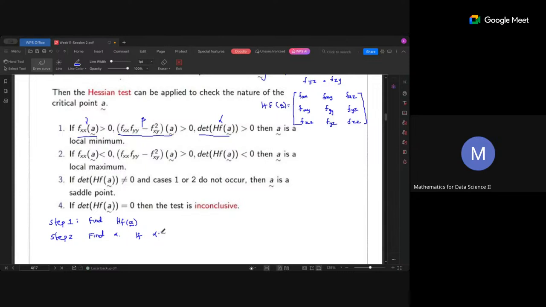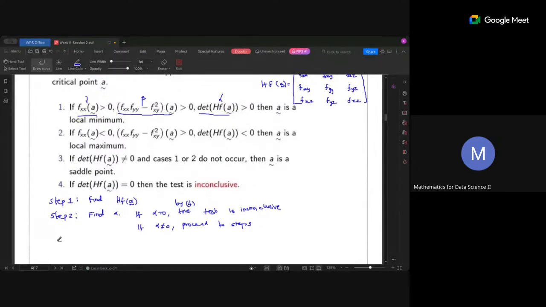If alpha is 0, the test is inconclusive. Alpha is the determinant of the Hessian of f at A tilde. Now, if alpha is non-zero, you proceed to step 3. In step 3, you find beta.